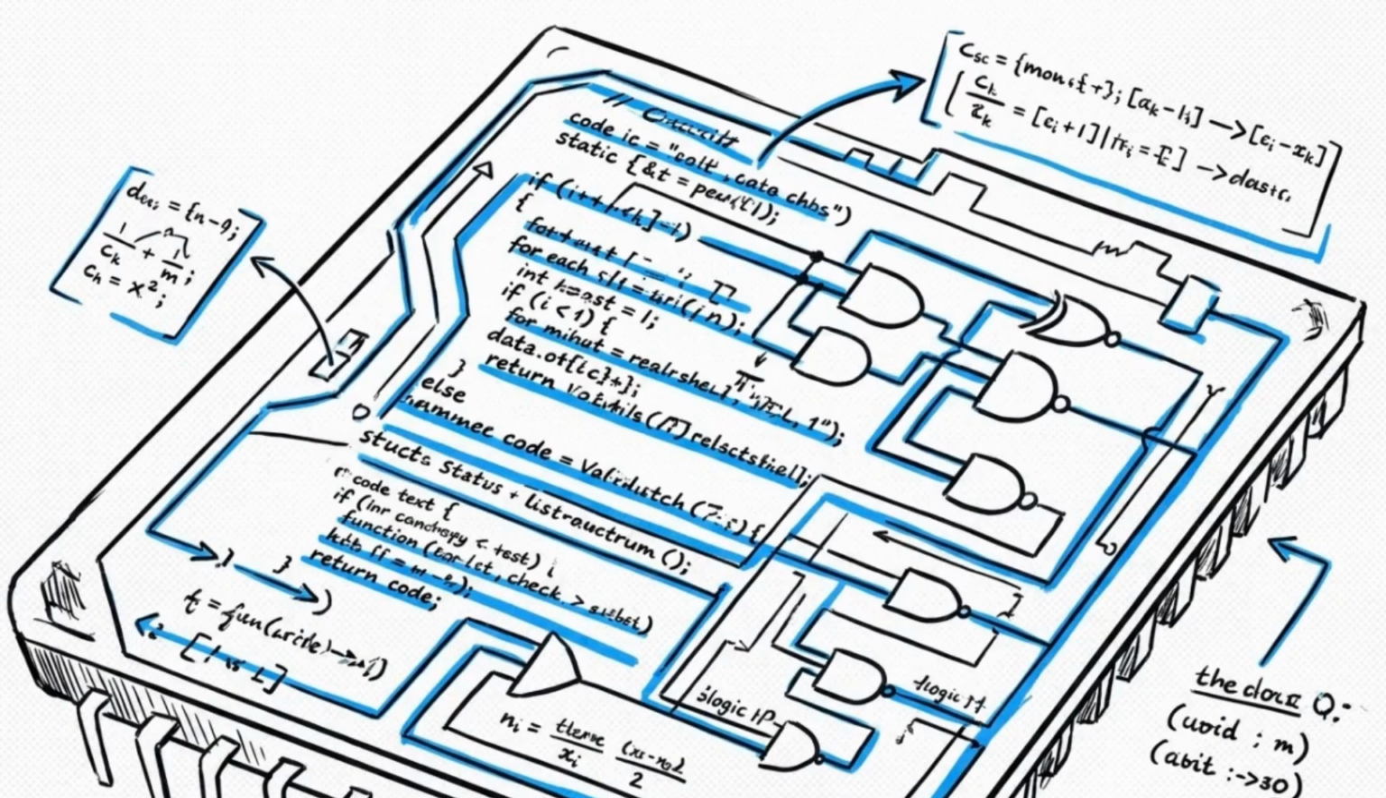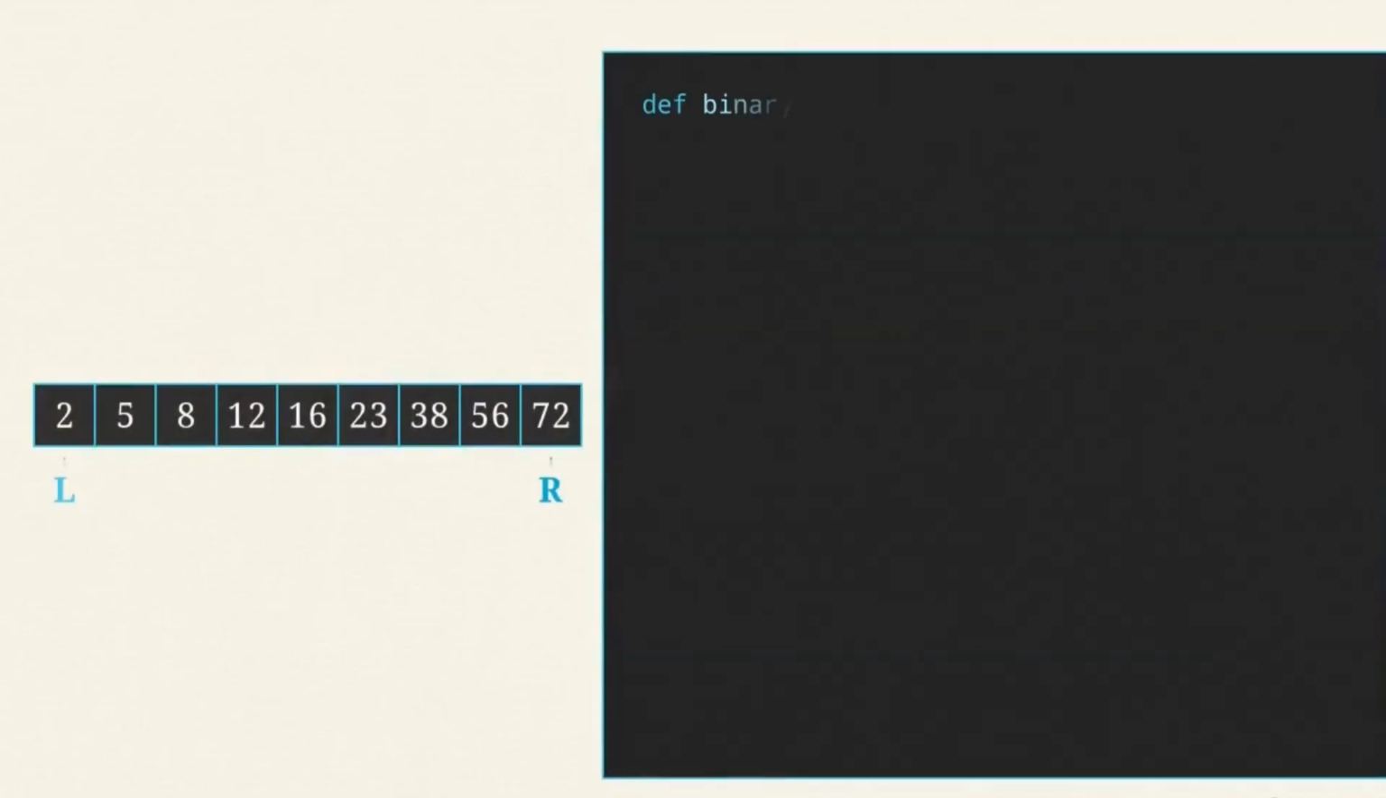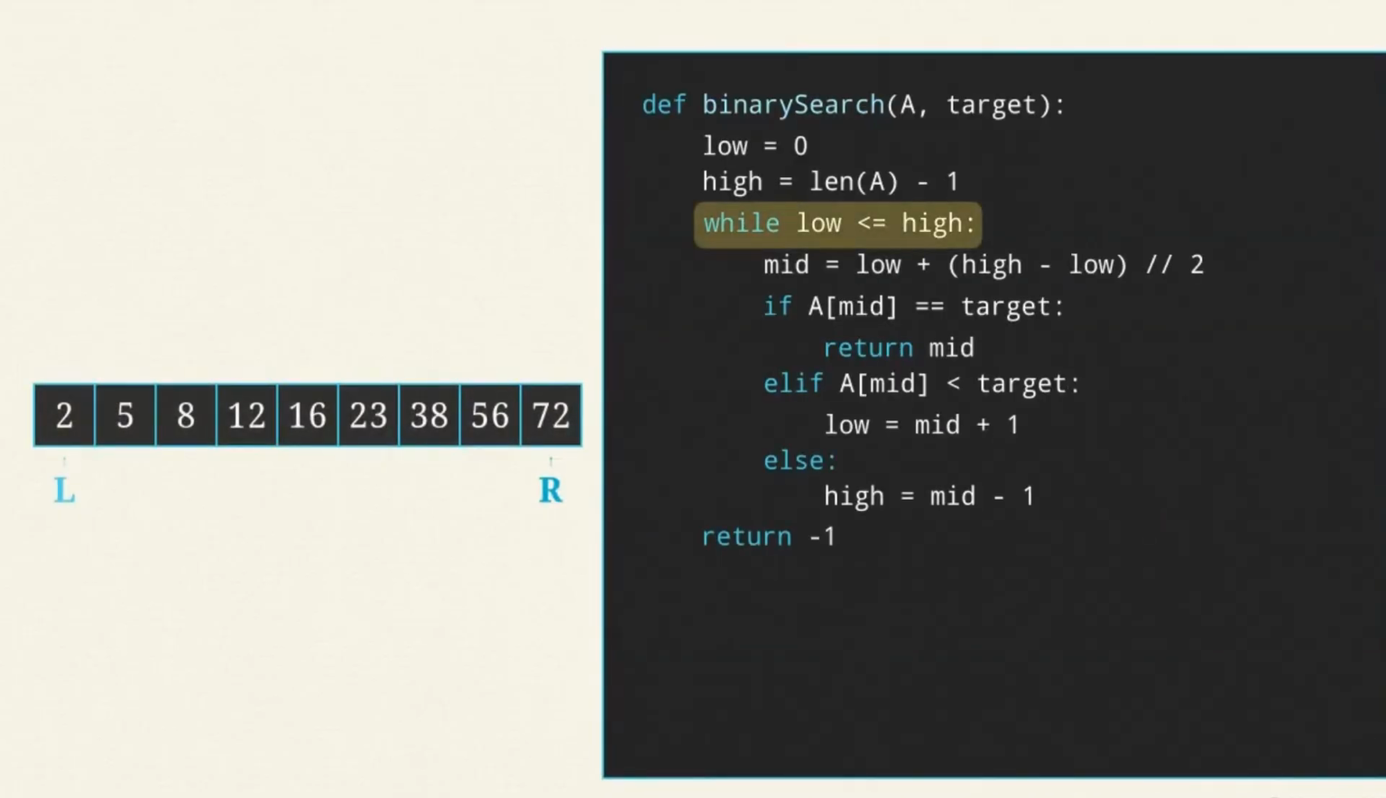Abstract pointer logic is elegant, but to execute on hardware, it must be translated into syntax. In the right panel, we have the iterative implementation. It relies on a standard while loop. The loop requires a strict termination protocol. It continues to run only while the low pointer remains less than or equal to the high pointer. Inside the loop, the pointers mutate based on our comparisons, reassigning the boundaries to mid plus 1 or mid minus 1 to shrink the window.